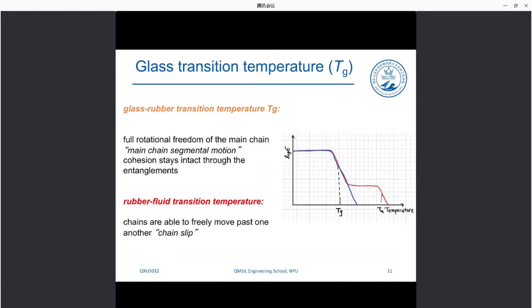There are a couple of notes that I mentioned already. Around the glass transition temperature, we have full rotational freedom of the main chain. We have a change in conformations. We have a segmental motion of the main chain, but in this case, we still have cohesion through the entanglements.